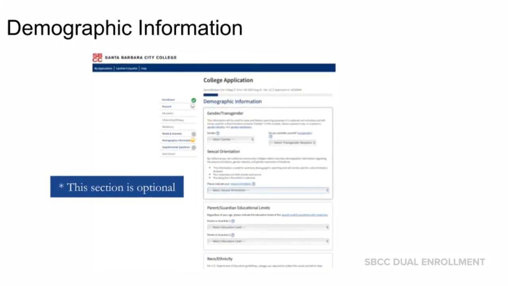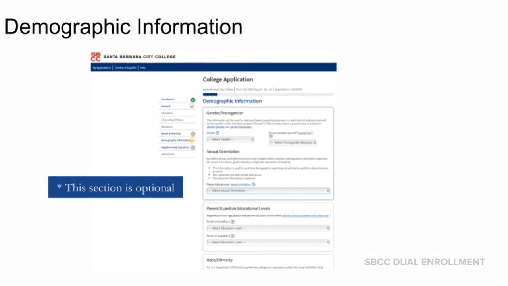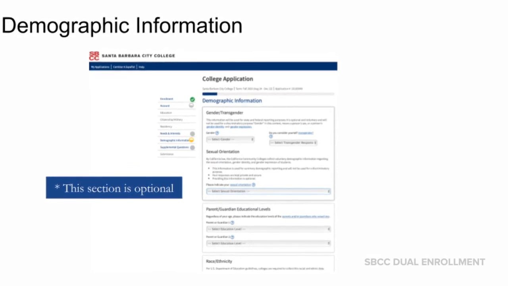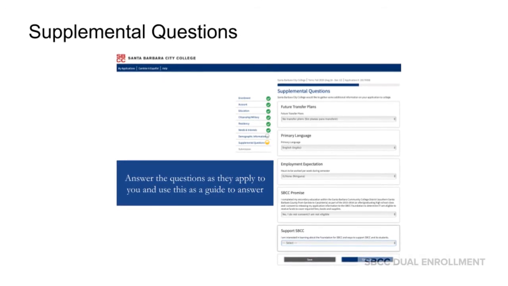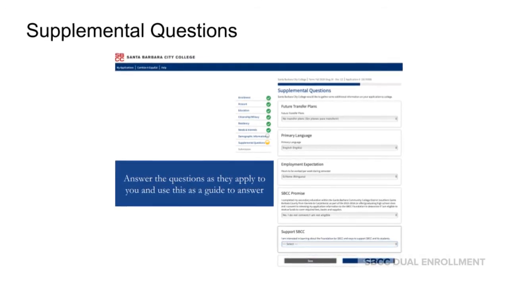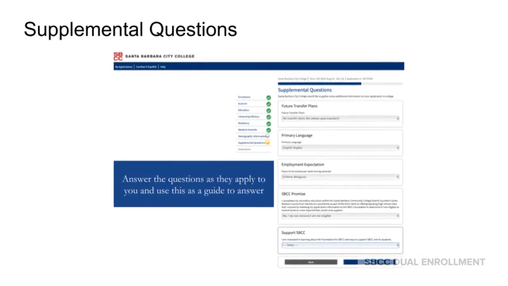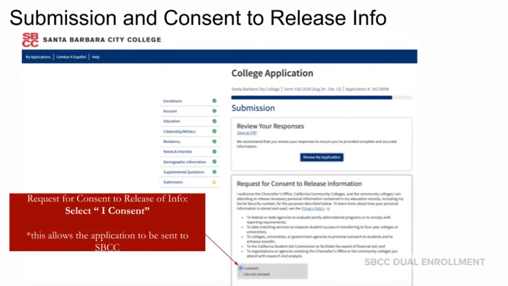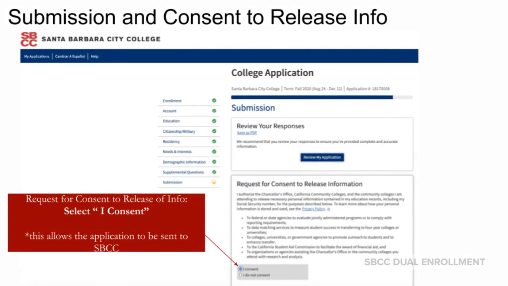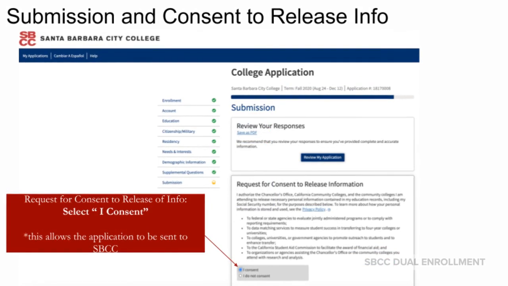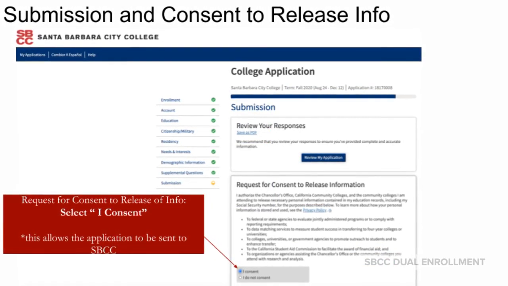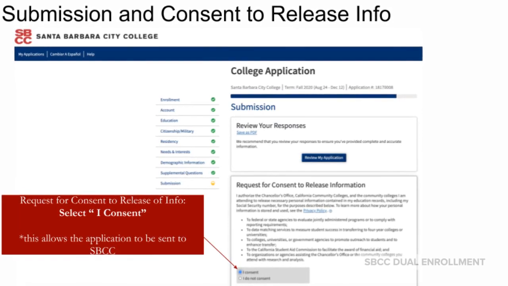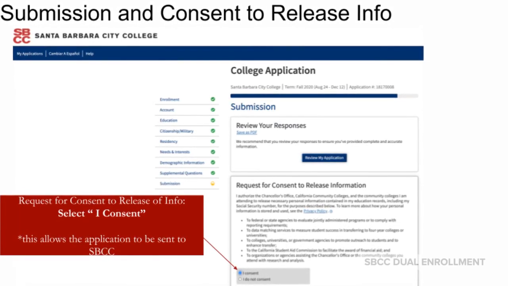Demographic information. Read over and answer as it applies. Keep in mind, this section is optional. Supplemental questions. Answer the questions as they apply to you and use this as a guide. Submission and consent to release information. Select I consent. This allows for the application to be sent to Santa Barbara City College.